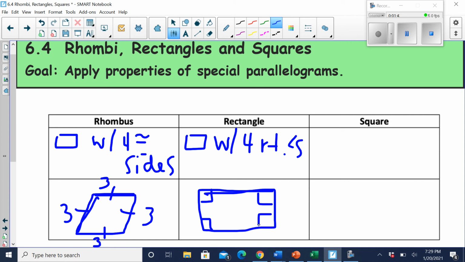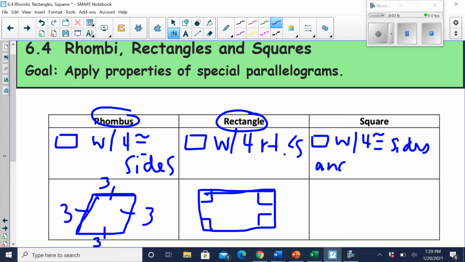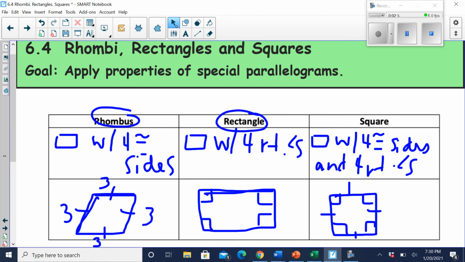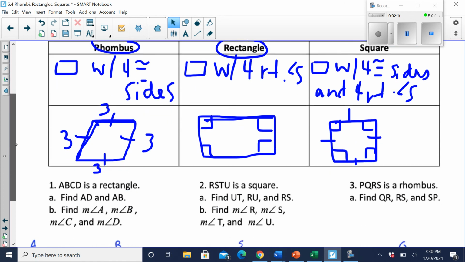Okay, a square is actually going to be a combination of both the rhombus and the rectangle. What that means is it's a parallelogram, so it still has the parallelogram properties, but this one has to have 4 congruent sides and 4 right angles. So if I draw a picture of that square, it's going to have 4 congruent sides. It's also going to have 4 right angles right here. Okay, so there are our 3 figures that we'll be talking about, our special parallelograms.